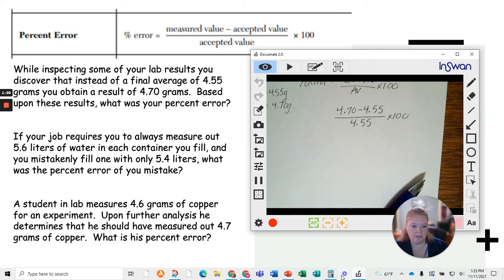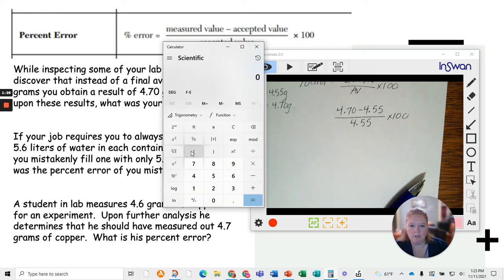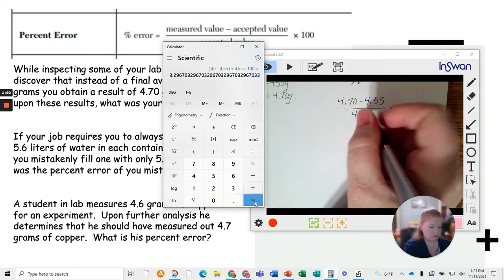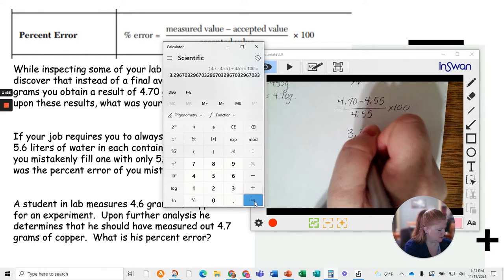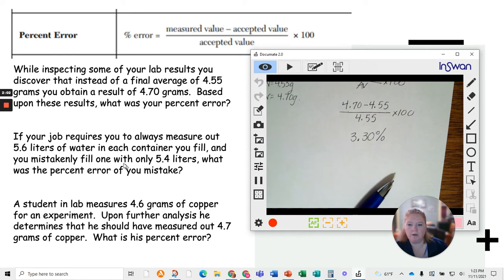Let's pull up the calculator and do that. The way I would do this is parentheses 4.70 minus 4.55 and parentheses, divided by 4.55, times 100, equals. Now, how many significant figures do I need? All these numbers have 3, so I need 3. So my percent error is going to be 3.30%. That's my unit. I have to have a unit. Let's shrink the calculator.